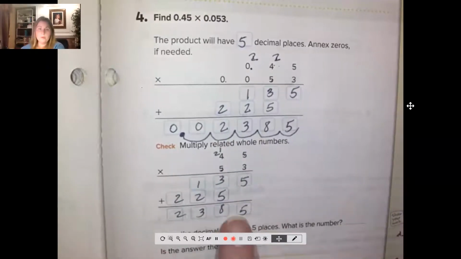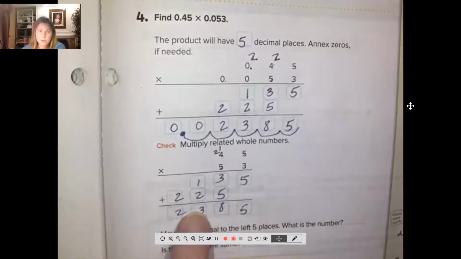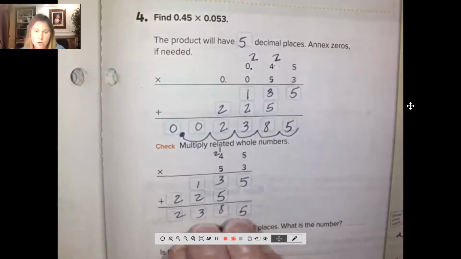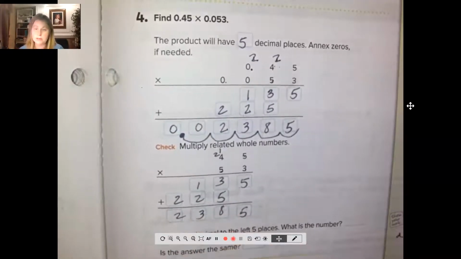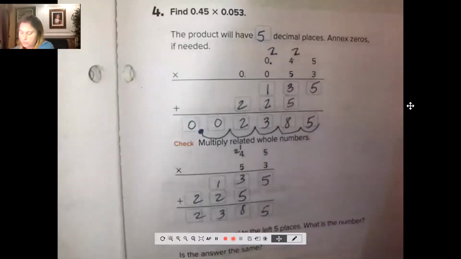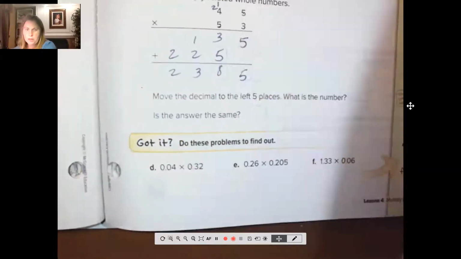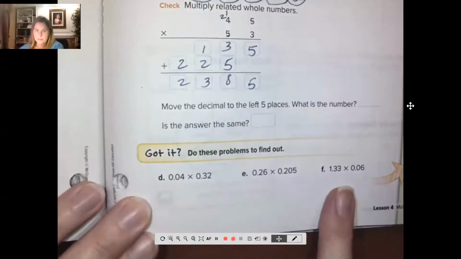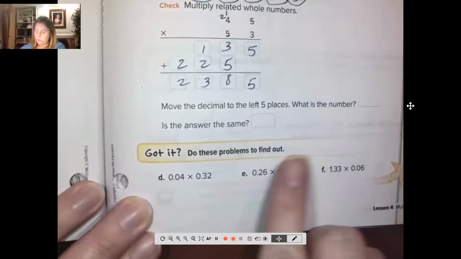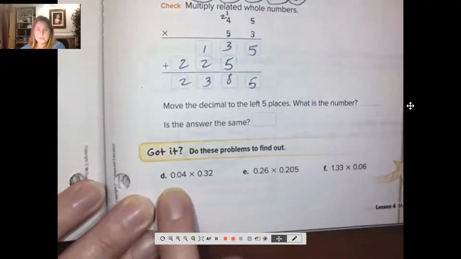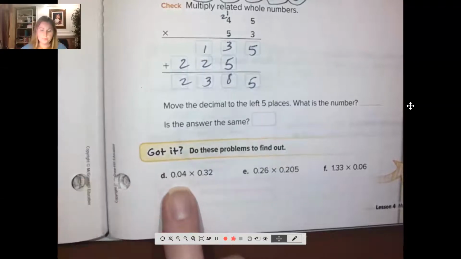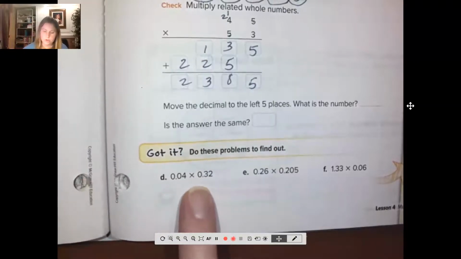We're just building on what you already know from 5th grade, reminding you that you know how to do this. You already know how to do this. We're just adding in decimals this year. Let's do some sample problems. And then I don't want to try to squeeze these in down here, so I'm actually going to use the work zone. So the first problem is 0.04 times 0.32.